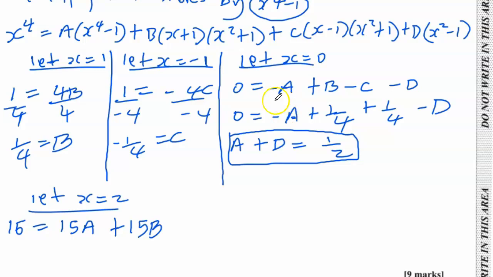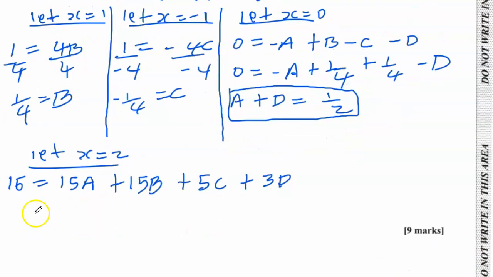For determine C, if x is 2, what you'll have is 2 minus 1, which is 1, times 2 squared plus 1, which is 5. So 1 times 5, so you end up with 5c. If x is d, what you'll have is 2 squared, which is 4, 4 minus 1, 3. So you'll end up with 3d. So let's just group the a's and the d's now.